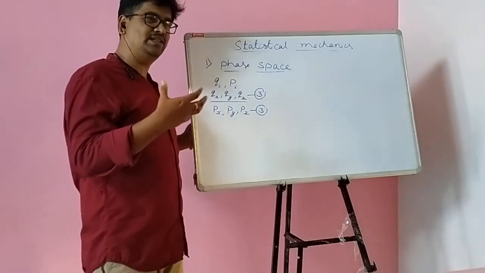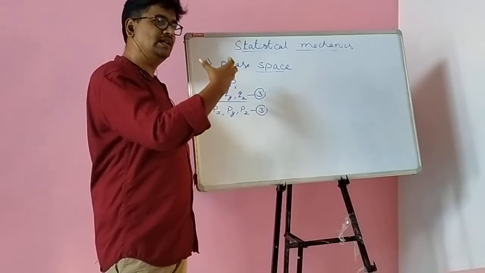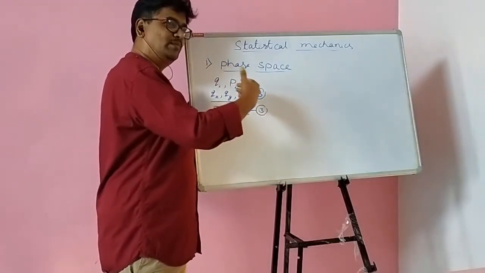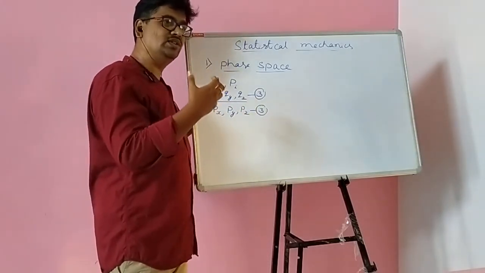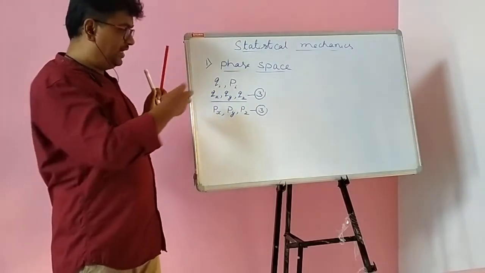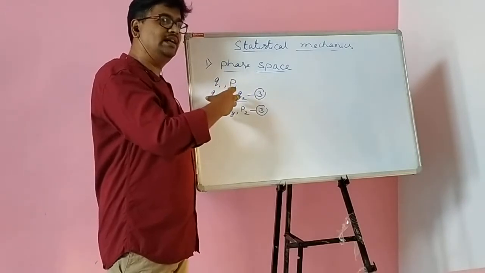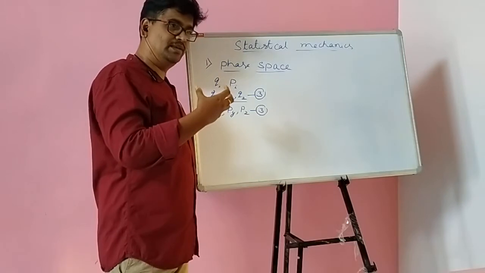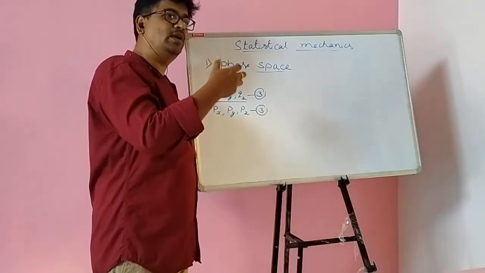So you now know what phase space is. Phase space means a space having 3 position coordinates and 3 momentum coordinates. It is a totally 6-dimensional space. A point on this phase space indicates the position of the particle. So one point in phase space indicates this particle's position.